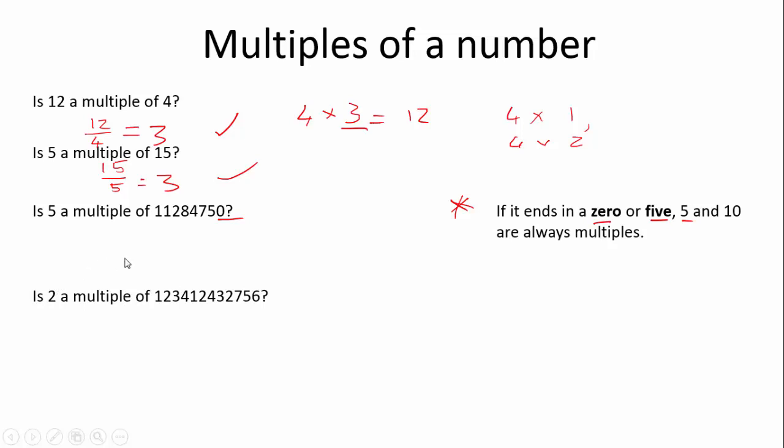Is 2 a multiple of this massive number? If it ends in an even number, 2 is always a factor. There's another rule worth learning.